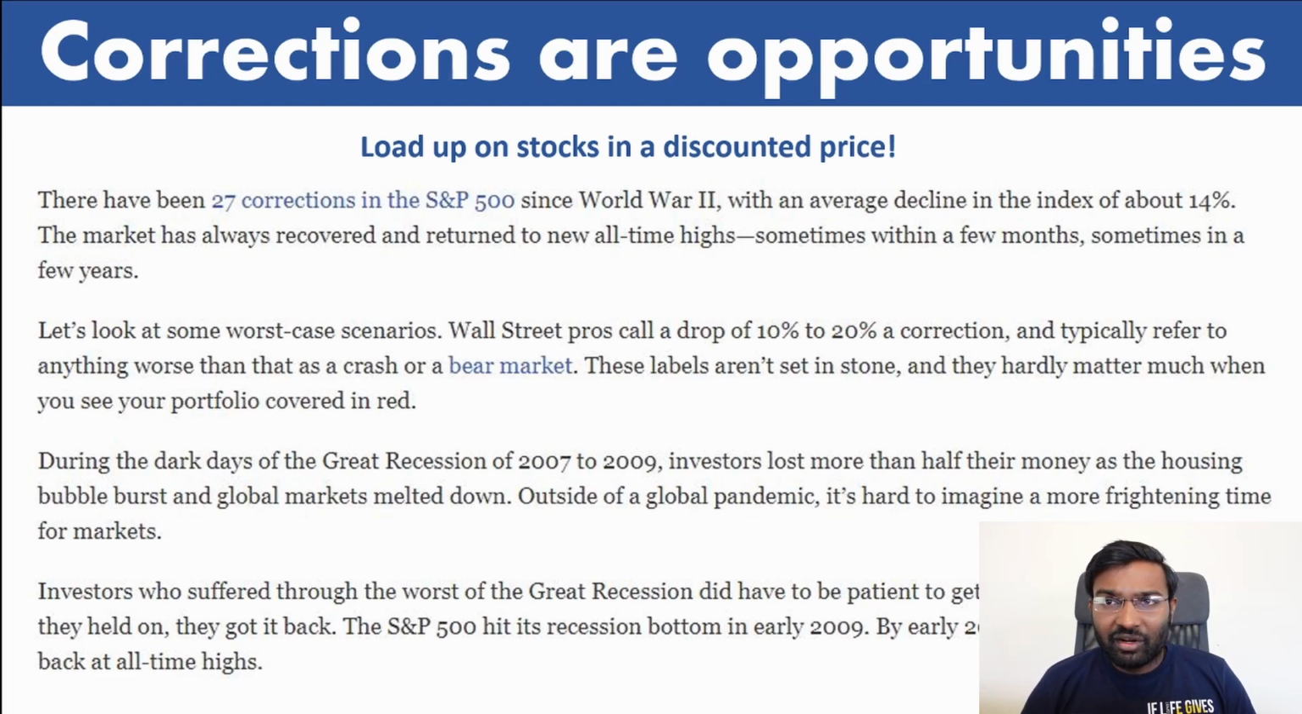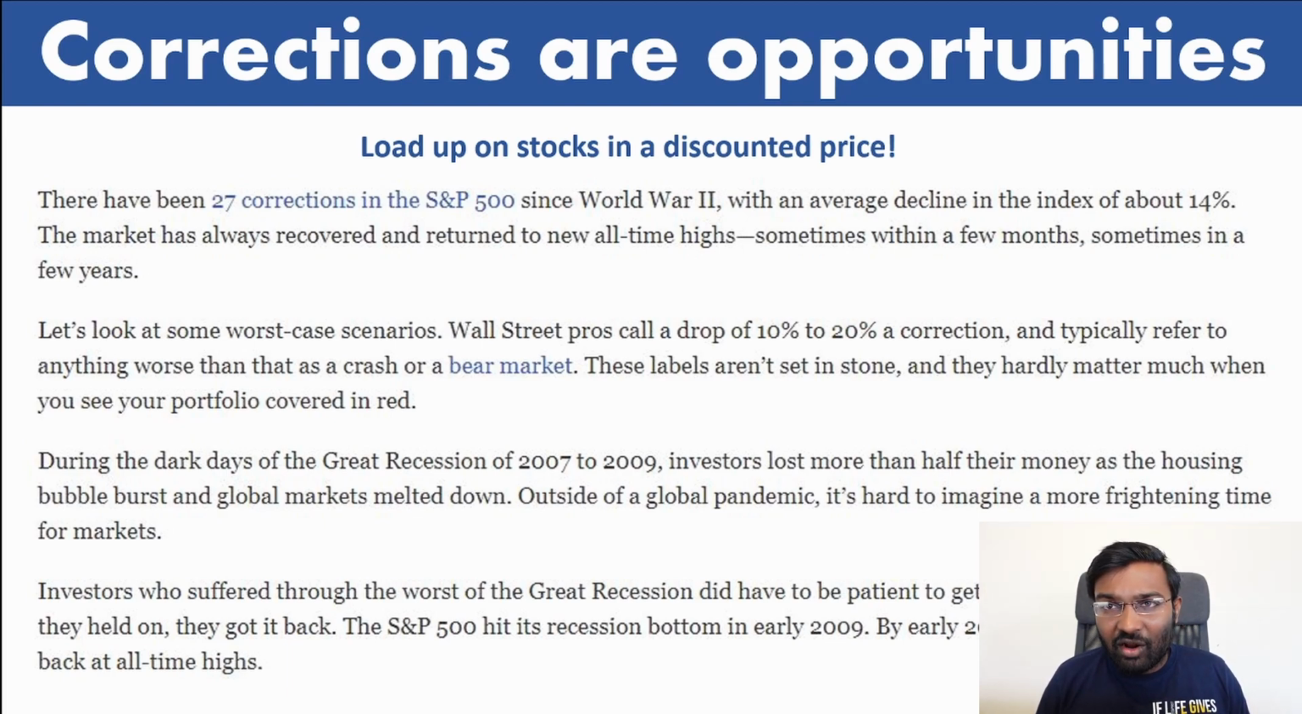Whether you are encountering a correction or a crash, it has always been followed by a recovery. There have been 27 corrections in the S&P 500 since World War II, but the market always rebounded to a new all-time high. Always, the market will find a reason for a correction. Now it's the Russia-Ukraine war, and there can be anything else, like inflation. There will be a lot of worries which will cause these corrections or crashes.